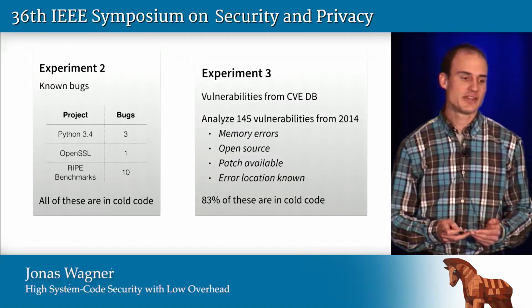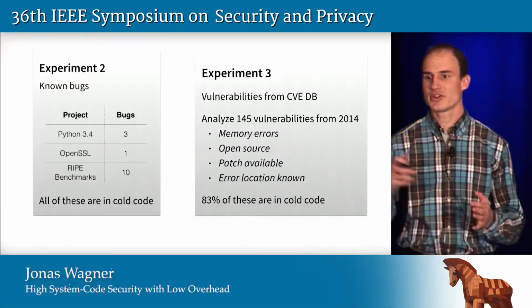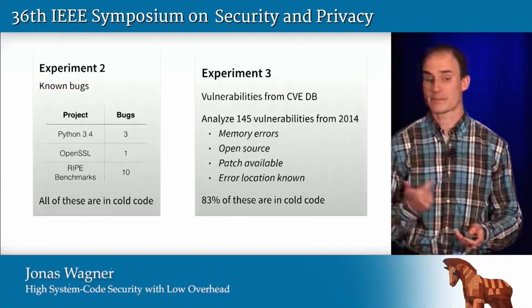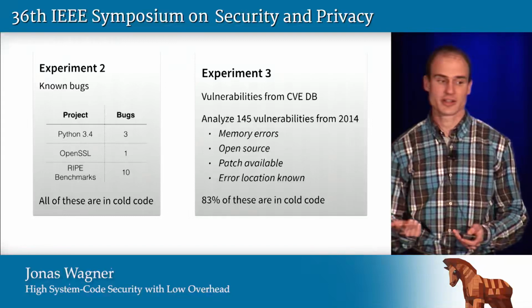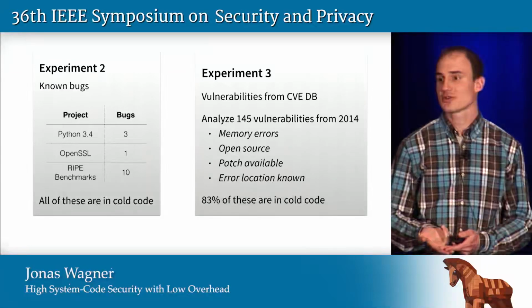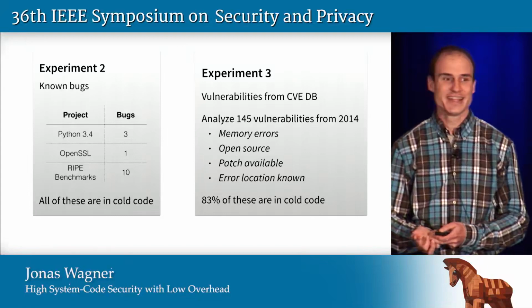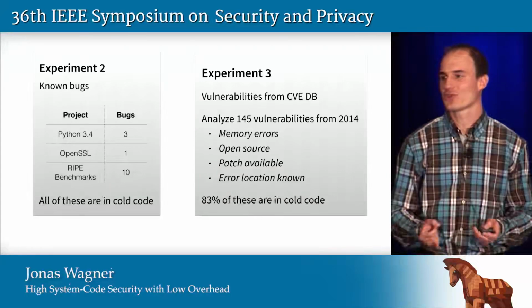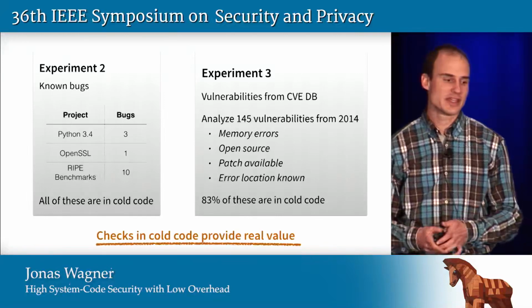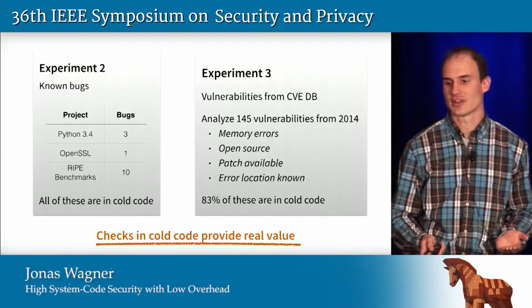We also looked at vulnerabilities from the CVE database. We systematically analyzed all the memory safety vulnerabilities from 2014 for which we could get the source code, a patch, and the location of the error. There were 145 vulnerabilities that satisfied these criteria, and we found that 83% of these were located in cold code. Now, it's hard and probably dangerous to draw conclusions about security from these experiments, but all these experiments indicate that checks that are in cold code actually do provide real value for protection.